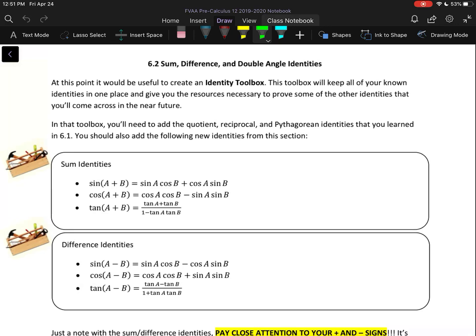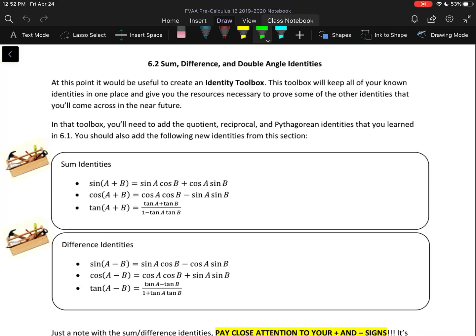We're looking at Chapter 6, Section 2, which is talking about the sum, difference, and double angle identities in our trigonometry unit. So at this point, it would be useful to create an identity toolbox, something that you have with you that you can refer to as you're proving your trig identities or your trig expressions that you're being provided with. This toolbox will keep all of your known identities in one place and give you the resources necessary to prove some of the other identities that you'll come across in the near future.